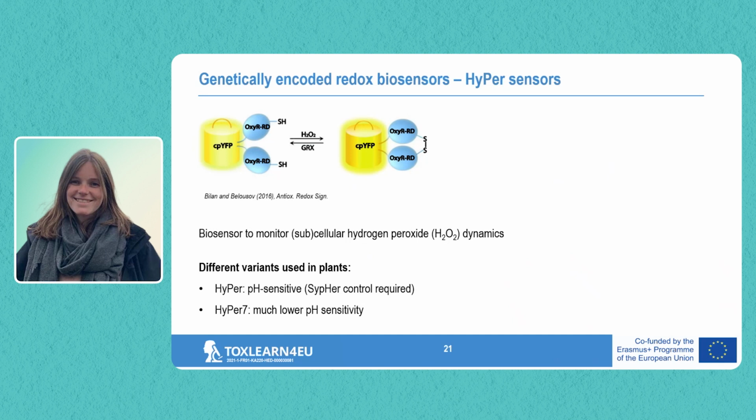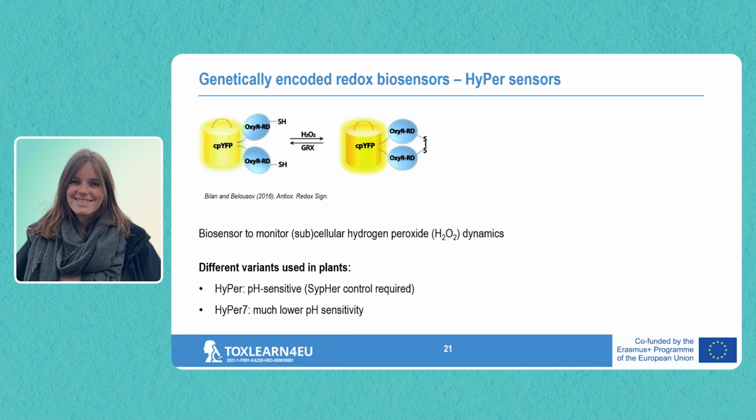So to control for that, you need to use plants with an extra sensor, which is called SypHer. And this will only respond to pH, but not to hydrogen peroxide. And then you should check, does the HyPer change? Does the SypHer change? And based on that, you can draw a conclusion on whether you're actually measuring changes in pH or in hydrogen peroxide levels. But of course, this was the one that was used really in the beginning.